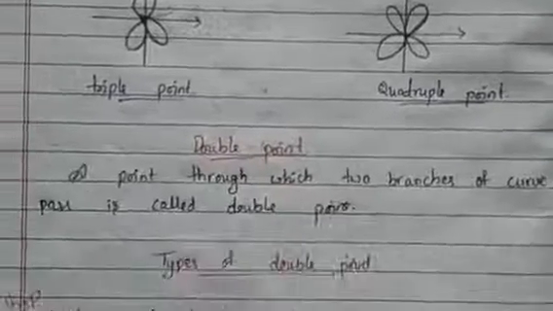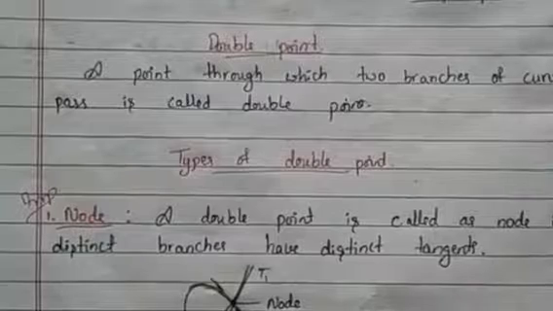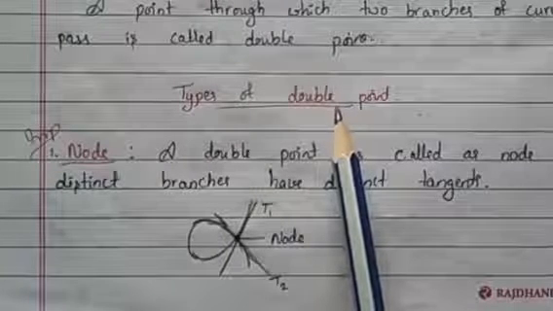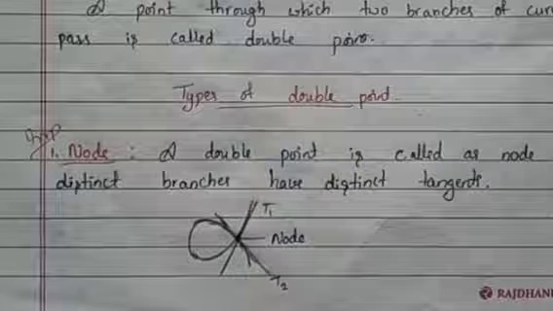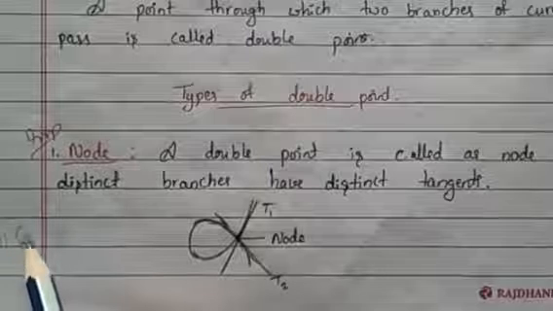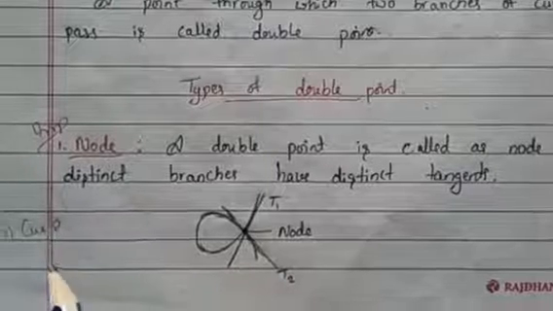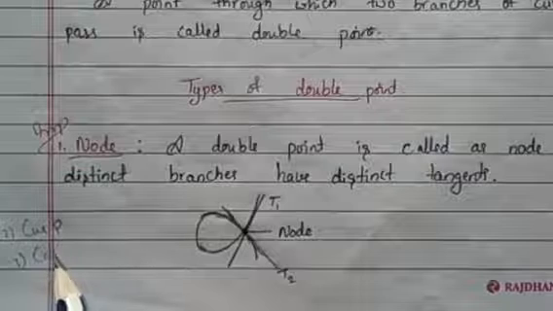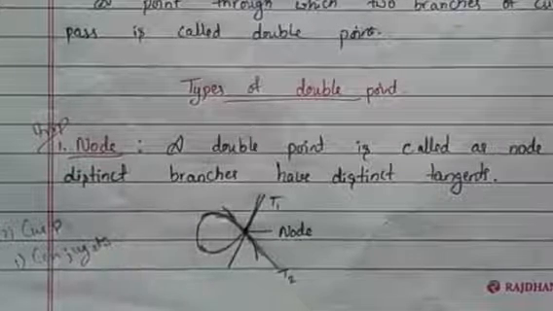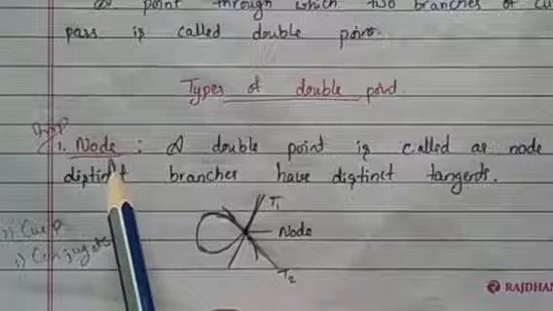Next is the types of double points. In double points, we see three types. One is the node, the second one is the cusp, and the third one is the conjugate or isolated point. What does node mean?